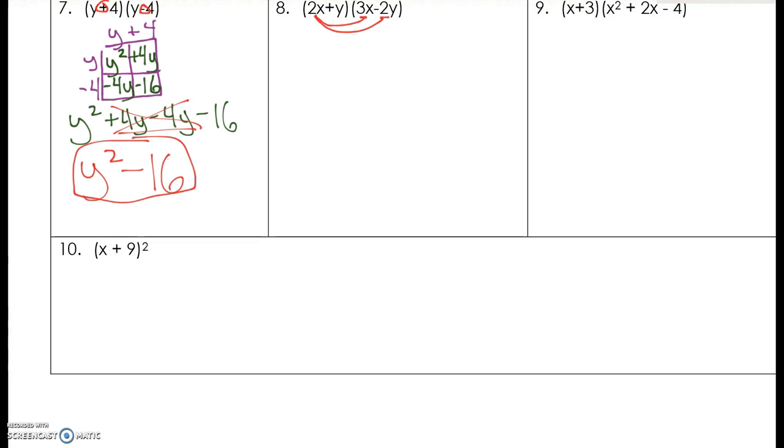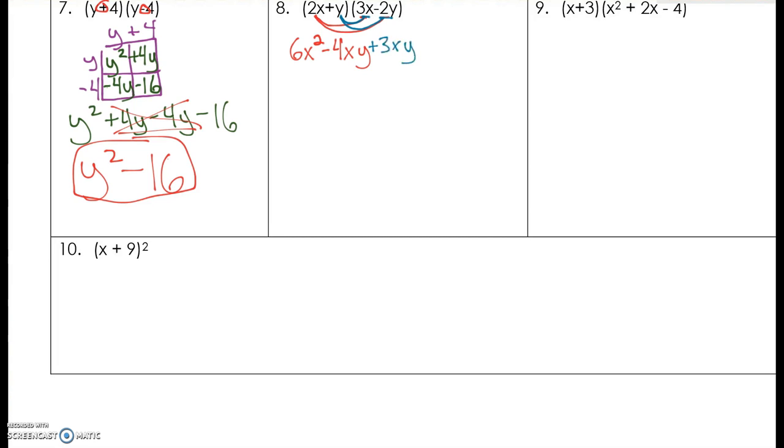Okay, so 2x times 3x is 6x squared. 2x times negative 2y. So when I'm multiplying an x term times a y term, then those two would be multiplied together to just give me an xy term. In this case, it would be a negative 4xy because 2 times negative 2 is negative 4. And then, that's distributing the 2x. Now, distributing the y, the positive y, into the 3x minus 2y would equal a positive 3xy.